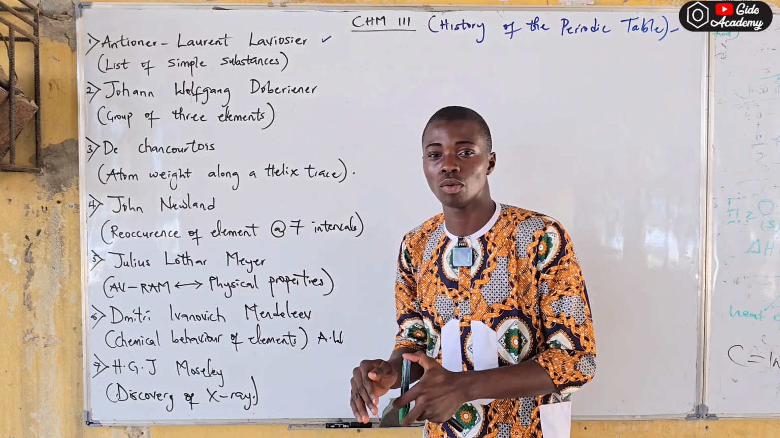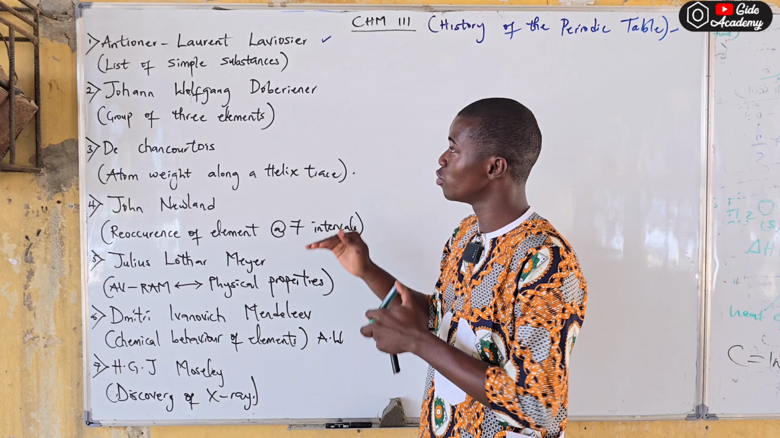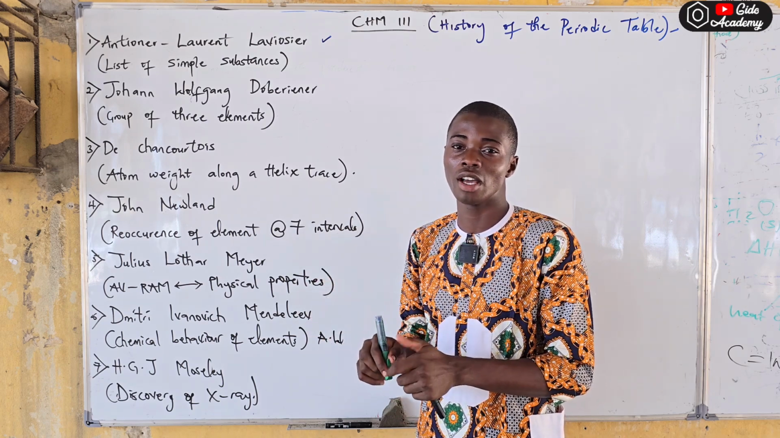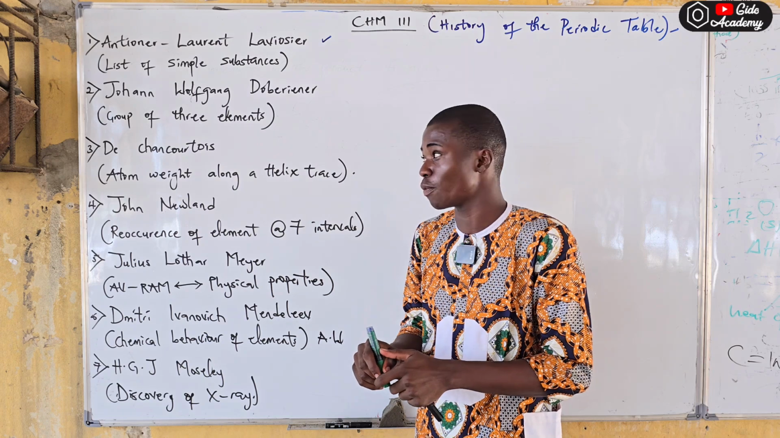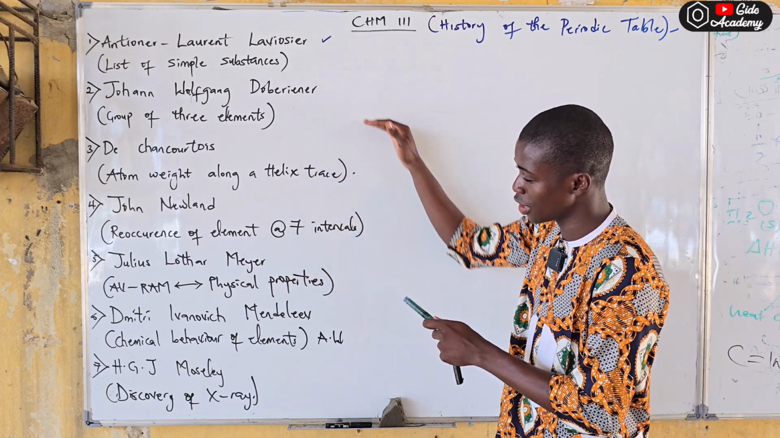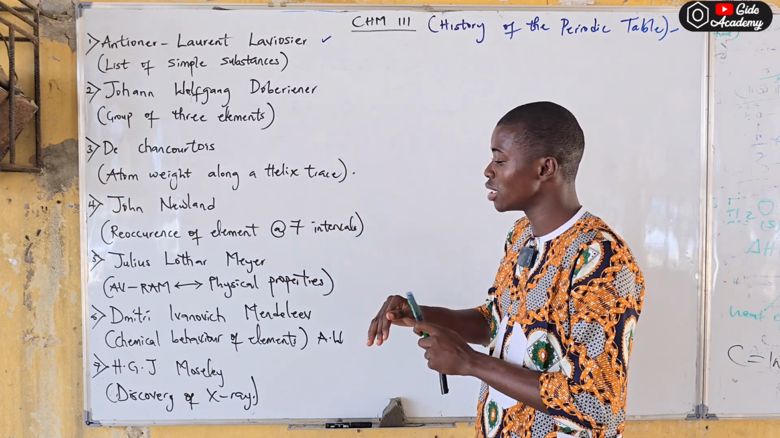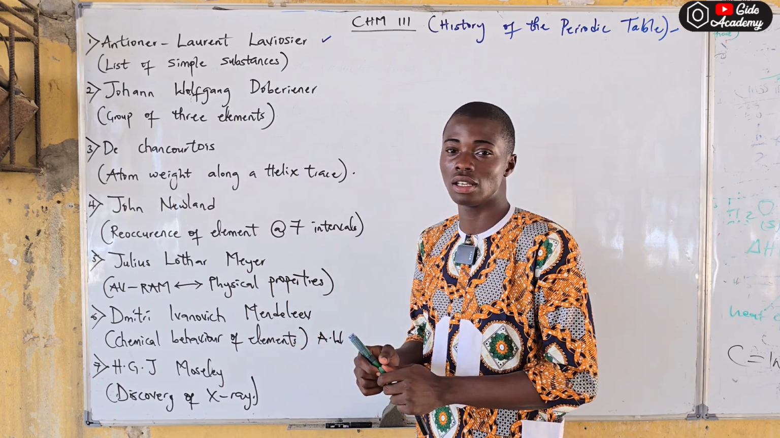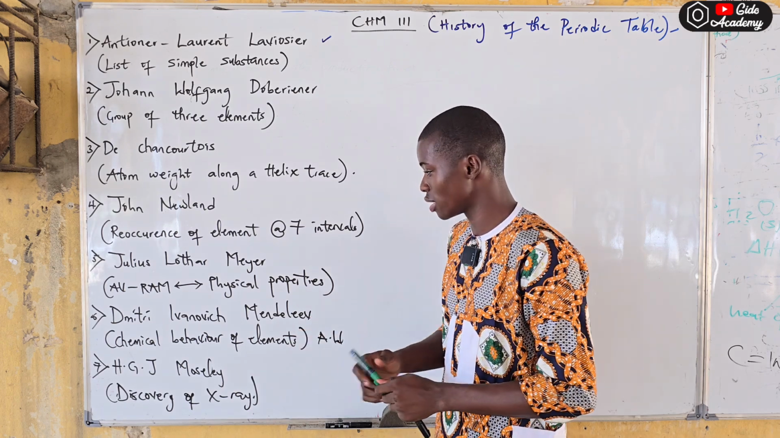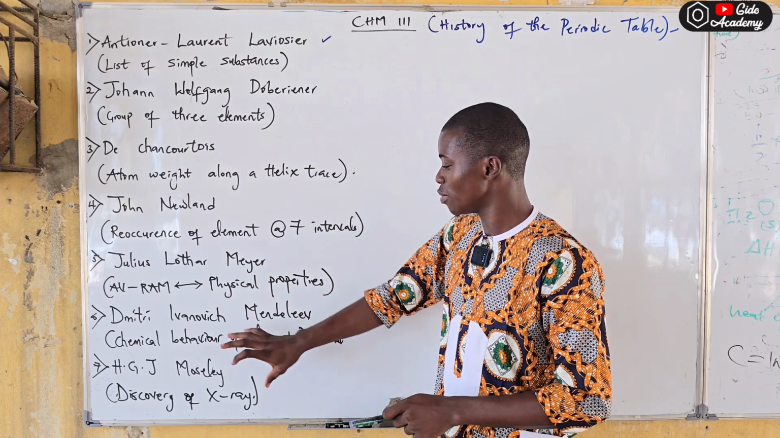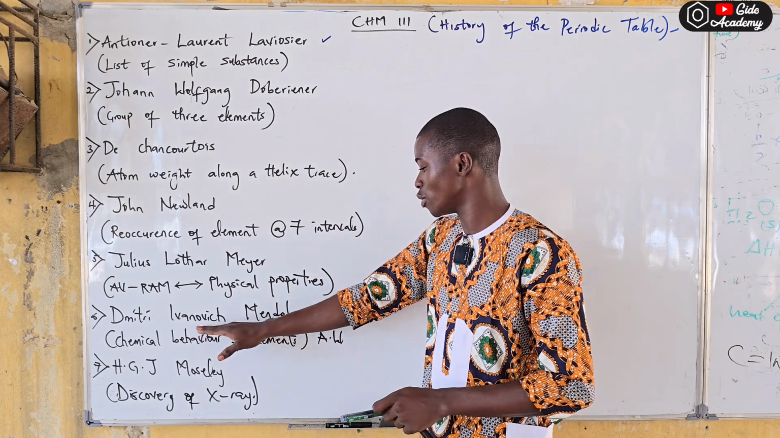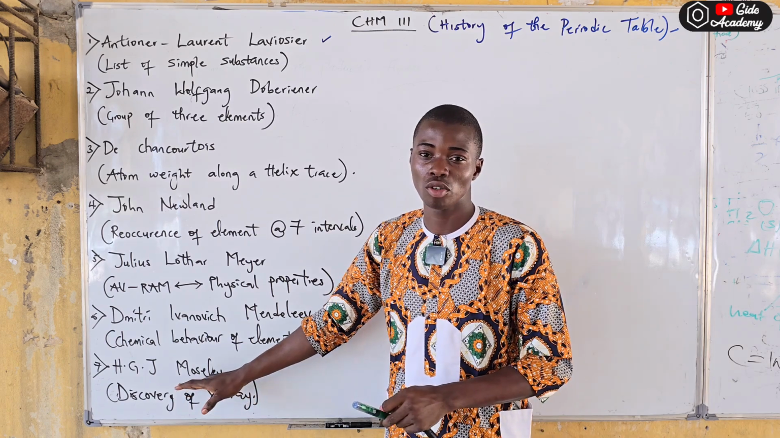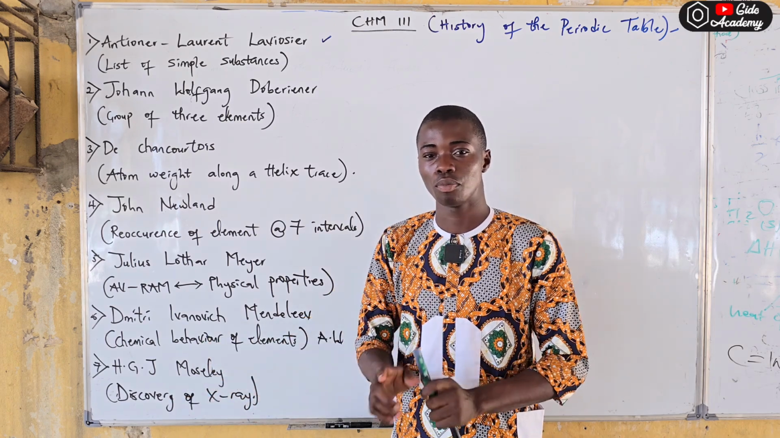So for this very video, we are going to walk through their contribution, what they contributed to the arrangement of the periodic table, which of them is very prominent to the periodic table we are using now. Now, at the end of the whole classification, the current periodic table we are using is not even from Dmitry Ivanovich Mendeleev, but in our secondary school textbook, we are told that the current periodic table was constructed by Dmitry Ivanovich Mendeleev. But the truth is that it was constructed by Moseley, who proposed the modern periodic law.